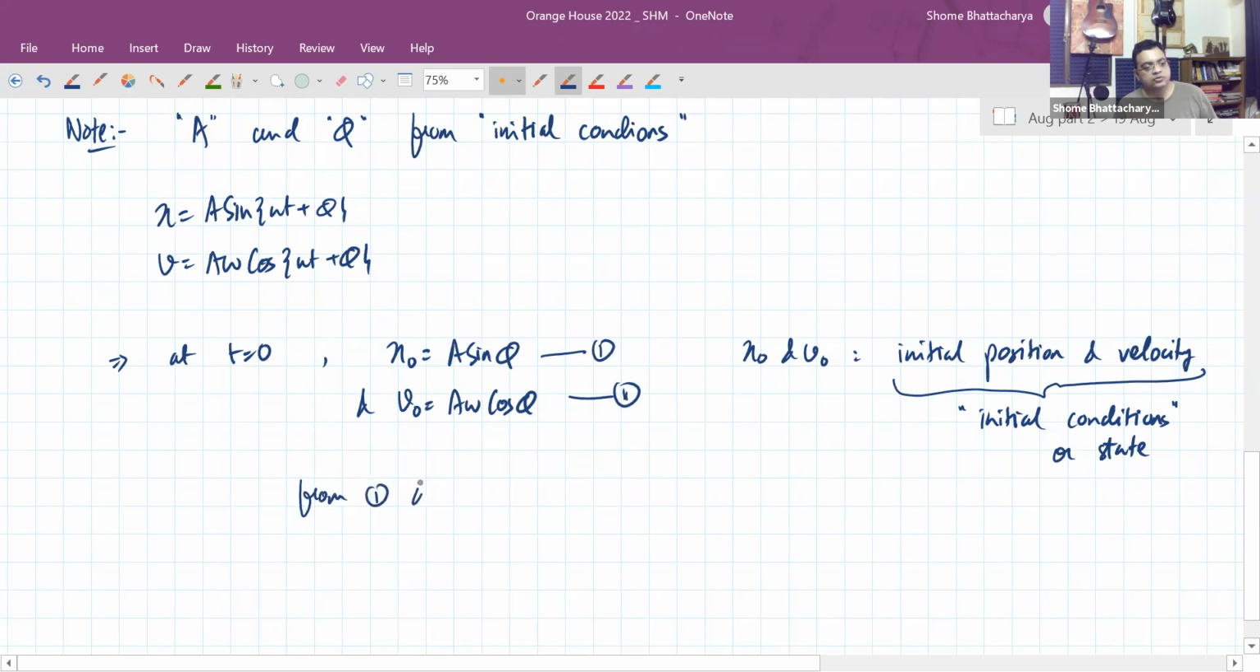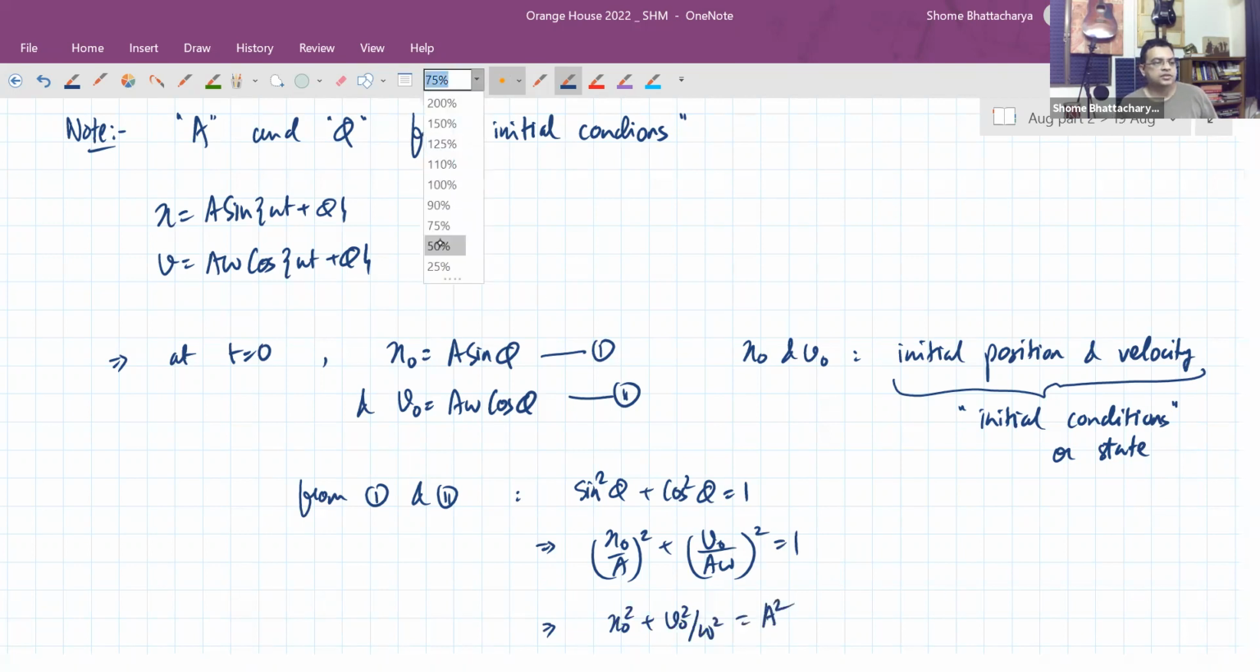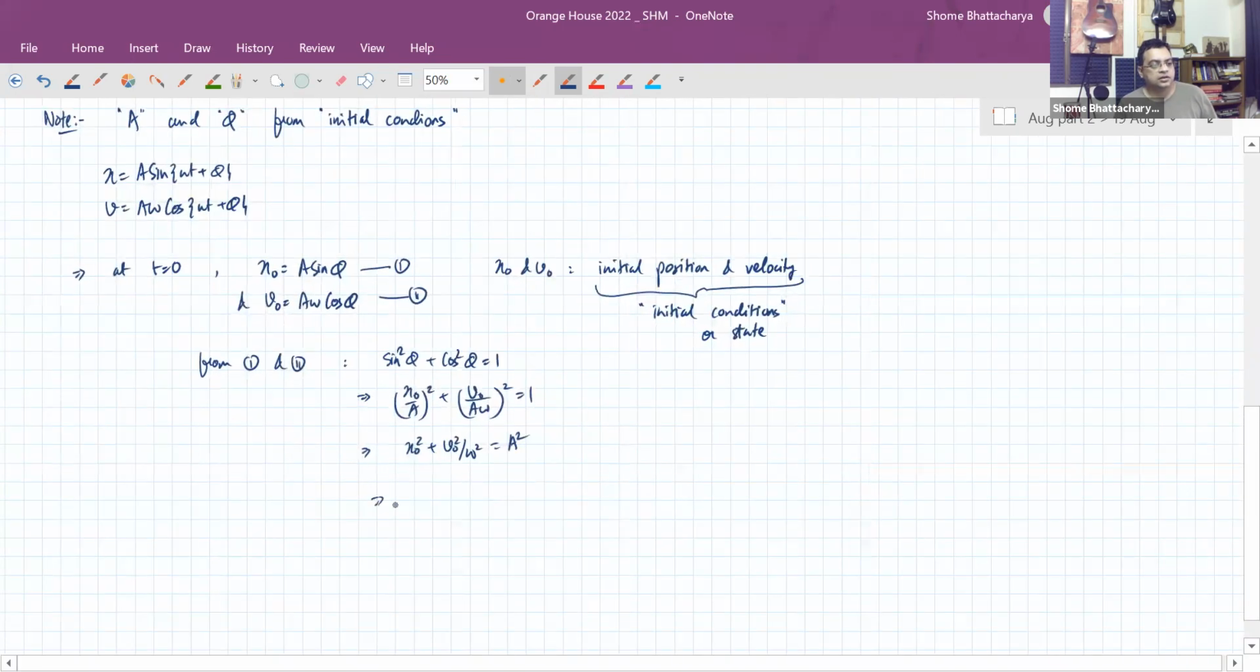from equations 1 and 2, we use this relation that sin square phi plus cos square phi is equal to 1. So, (x naught upon A) whole square plus (v naught upon A omega) whole square is equal to 1. So this can be further solved to show that, let's take the A square on that side. Okay. And this gives us a first important relation, that amplitude, how it depends on the initial conditions.